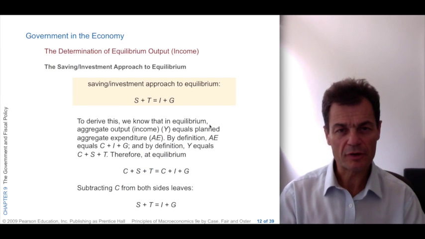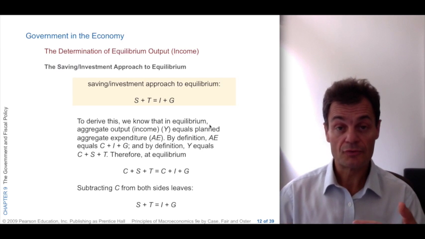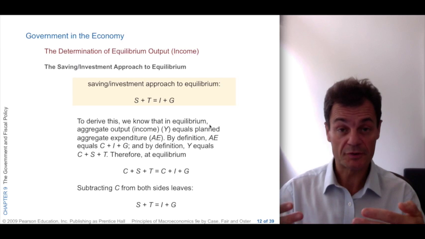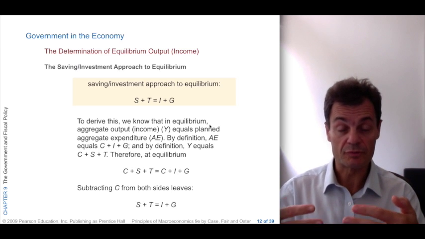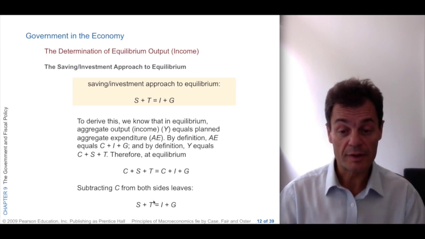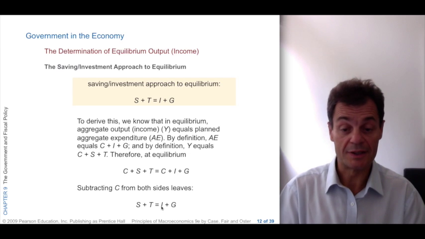We can also look at the concept of equilibrium now that the government intervenes in the economy, through the equation between savings and investment. We saw that without the government intervention, equilibrium was reached when savings was equal to investment. Now that the government intervenes, we can write that expression as follows: savings plus taxes equals investment plus government spending.